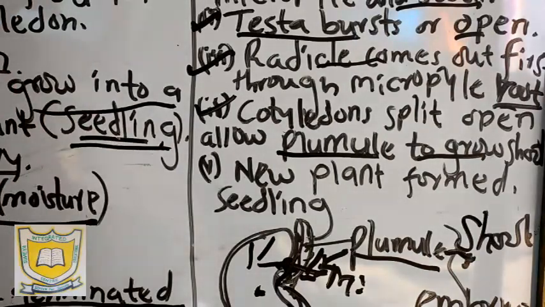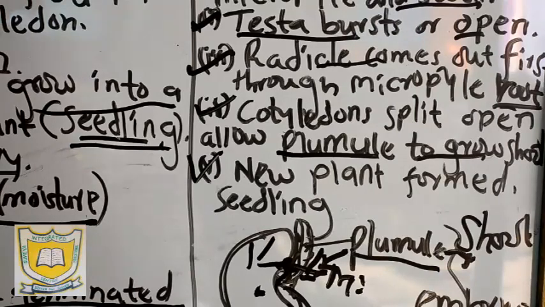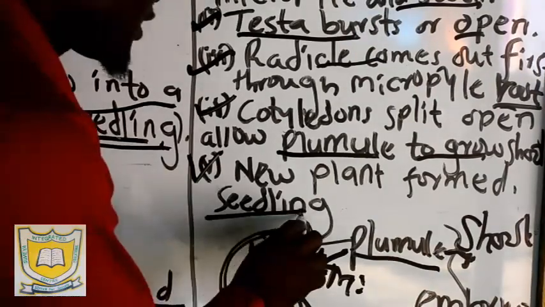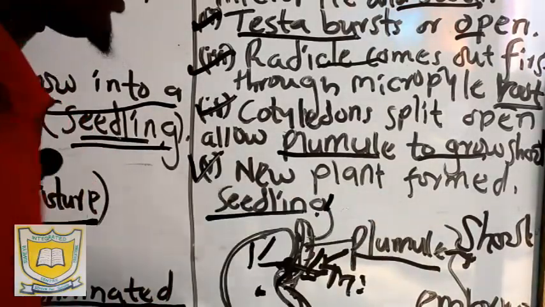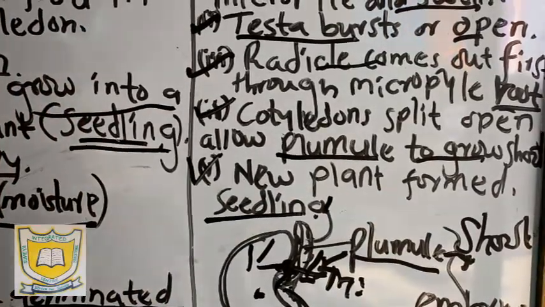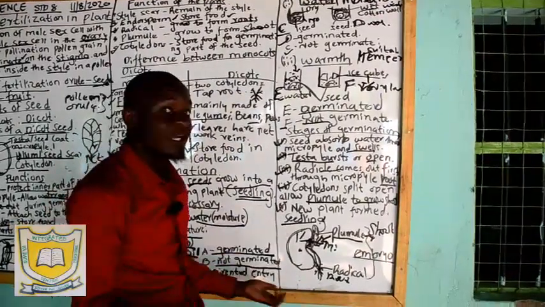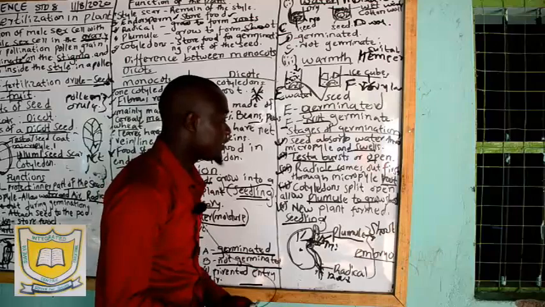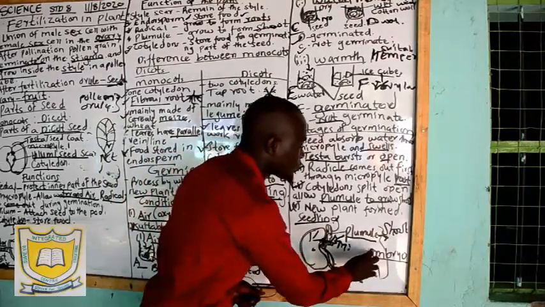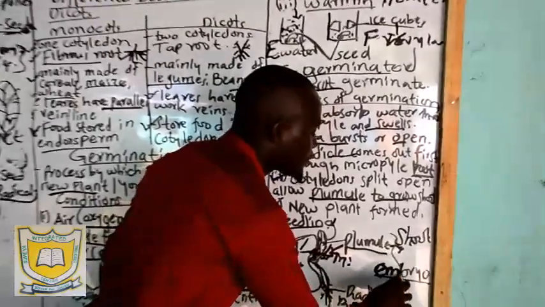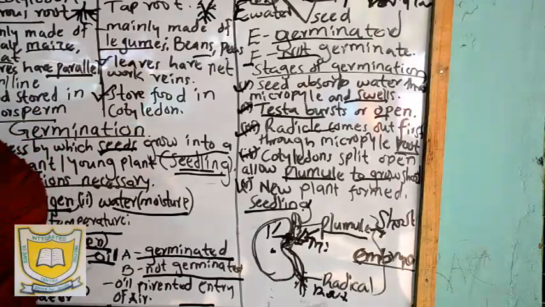Now the last stage that occurs during germination is the growth of the new plant. And new plant, we said, is what we call the seedling. Now a new plant is formed. This new plant is what we call the seedling. Now somebody can ask you, the combination of the plumule and the radicle is called what? A combination of the plumule and radicle forms what we call an embryo. So plumule and radicle form what we call an embryo.